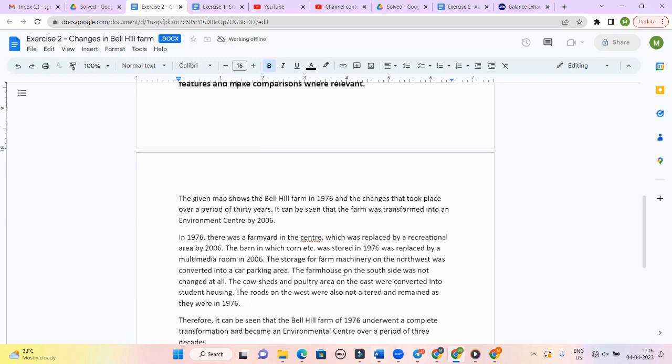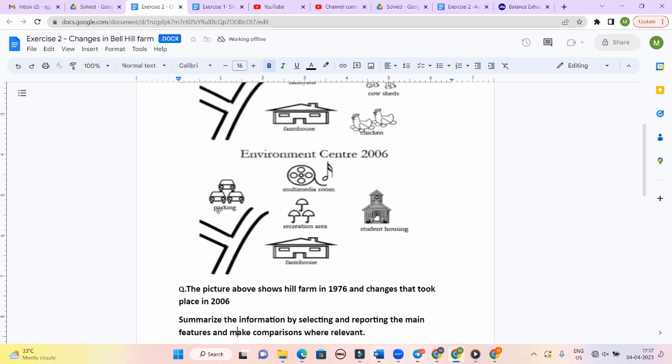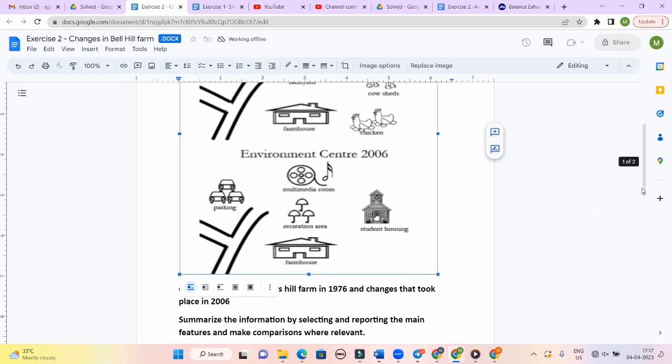The farmhouse on the south side was not changed at all. The cow shed and poultry area on the east was converted into student housing. The roads on the west were also not altered and remain as they were in 1976. You can see the road in both the pictures, so it remains as it is.